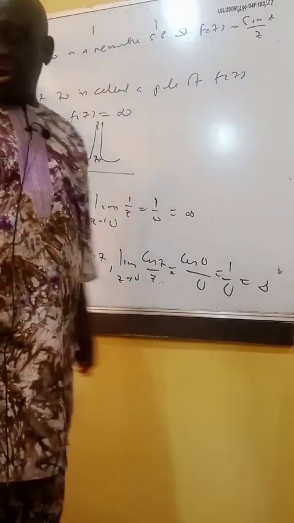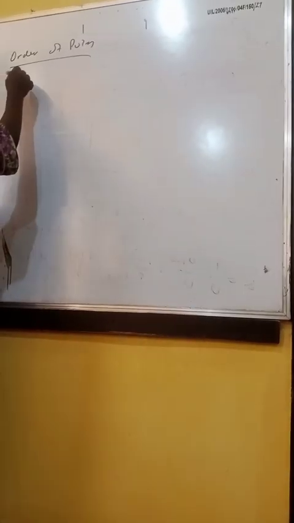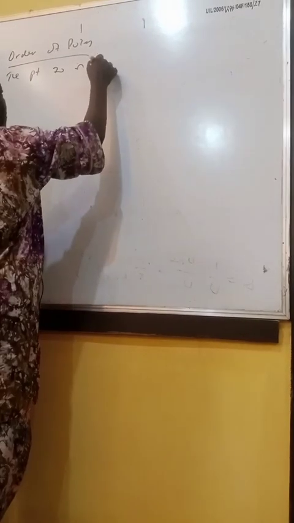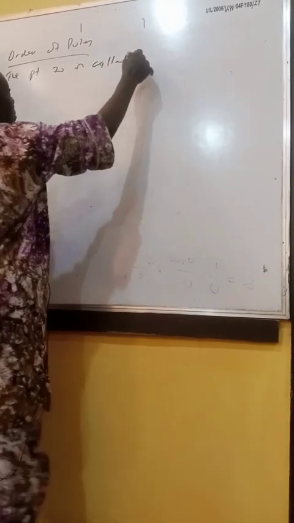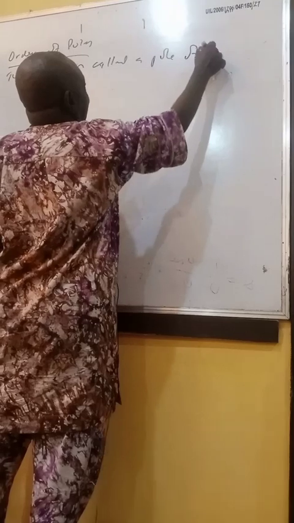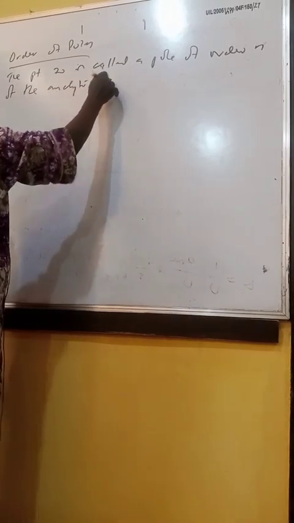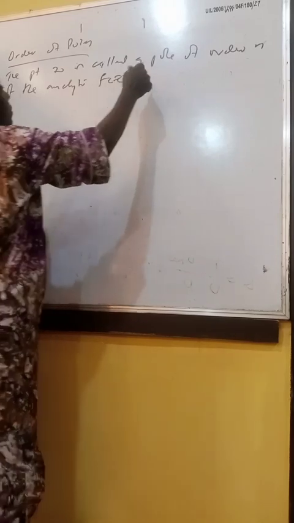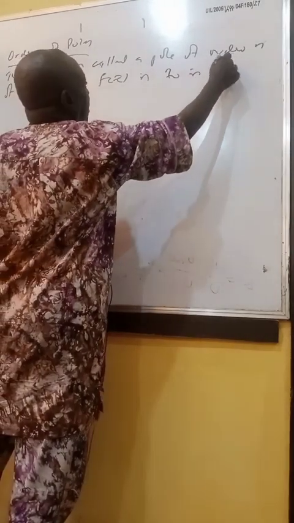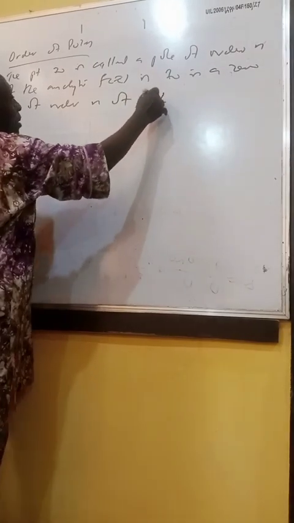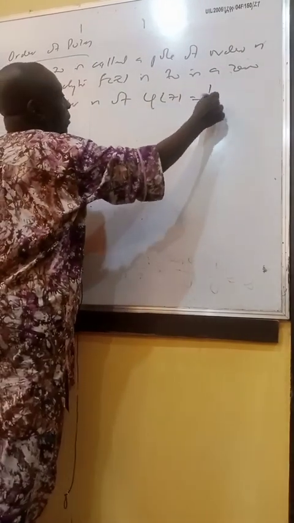Then the third classification: the point z0 is called a pole of order n of the analytic function f of z if z naught is a 0 point of order n of phi of z, which is equal to 1 over f of z.